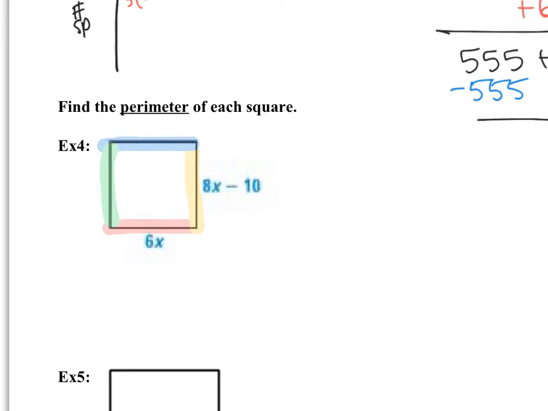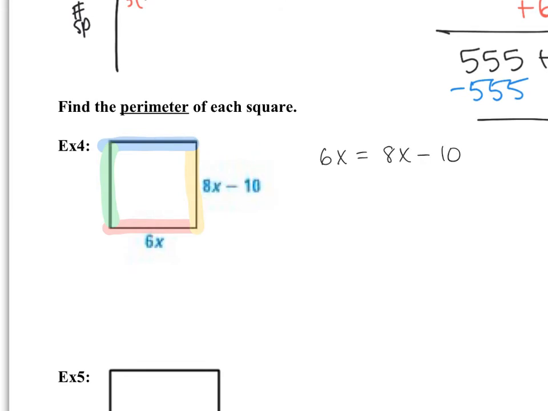But I would know that this red side and this blue side both equal 6x, and the yellow side and the green side would both equal 8x minus 10. That's true of either a square or a rectangle. Now in this case, I happen to have a square, which is special because remember all sides of a square are equal. So that would mean that my red side of 6x would be equivalent to my yellow side of 8x minus 10. So this would allow me to set up the equation 6x equals 8x minus 10.